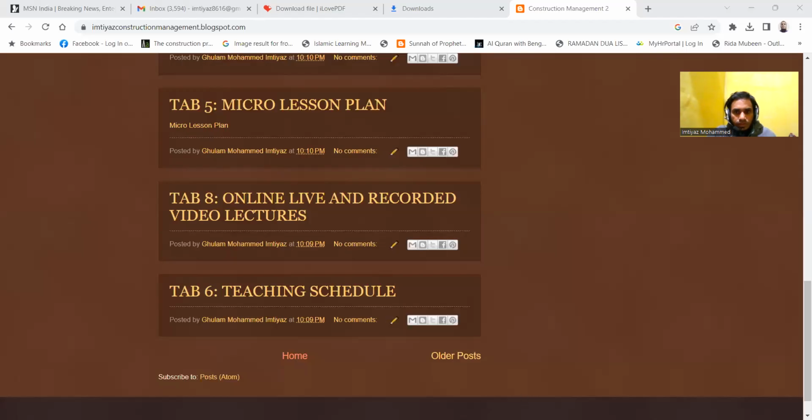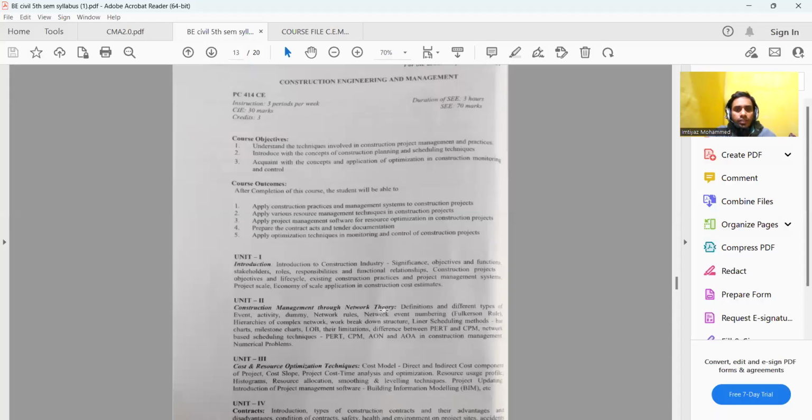Okay, so this one is the syllabus. You can see here we will be dealing with definitions and different types of event, activity, dummy, network rules, network event numbering, that's about Fulkerson's rule, hierarchies of complex network, work breakdown structure, linear scheduling methods comprising bar charts, milestone charts, LOB, that is line of balance, the limitations, differences between PERT and CPM, network-based scheduling techniques, PERT, CPM, AON, and AOA in construction management, and the numerical problems. I have dealt with all the topics in the class. Now we will just try to revise them.